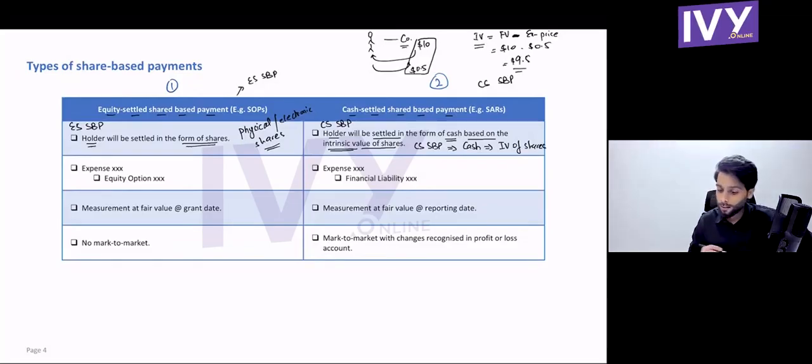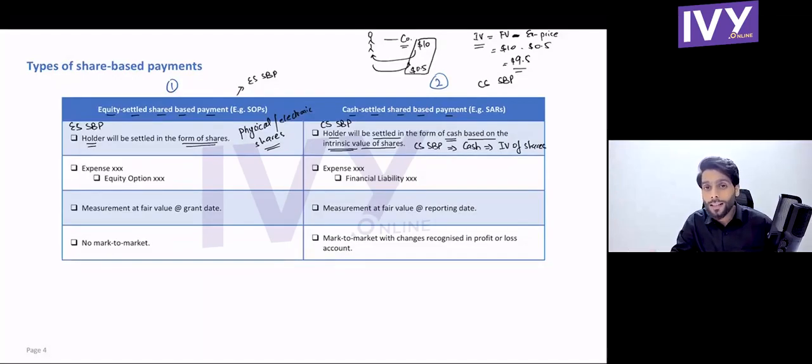So basically, a cash settled share based payment transaction is a transaction in which the holder is paid in the form of cash based on the intrinsic value of shares. By intrinsic value it means that the exercise price is already deducted. Now we know that equity settled share based payment is a transaction in which the holder will be paid in shares, and cash settled share based payment is a transaction which will be settled in cash, at intrinsic value.